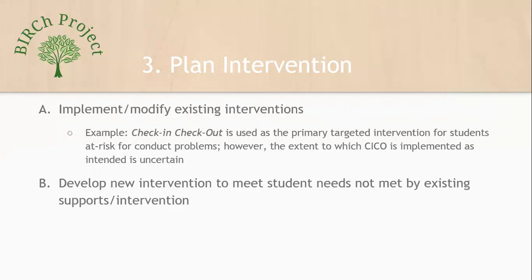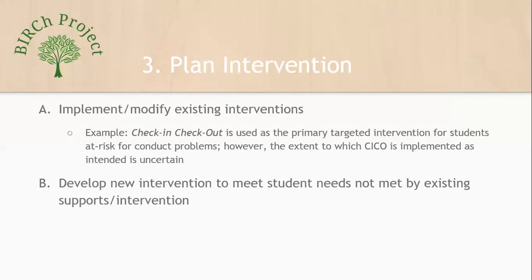So if our check-in, check-out has been implemented with low fidelity, the first step would be, let's just increase the fidelity. Let's make sure that we're implementing this intervention as it's intended and that we're being consistent in how we support students. If we do that, then we might see the desired change that we would hope for in our goal statement. Another option would be to develop a new intervention to meet student needs that's not met by existing supports or intervention.